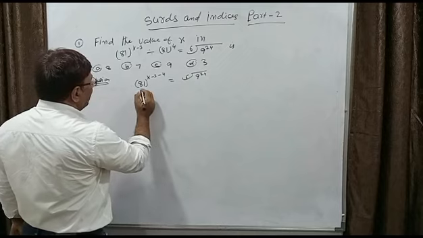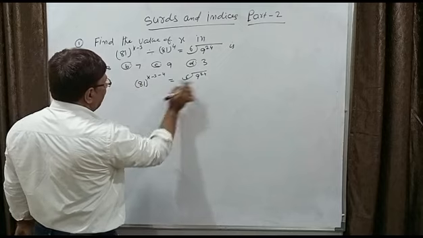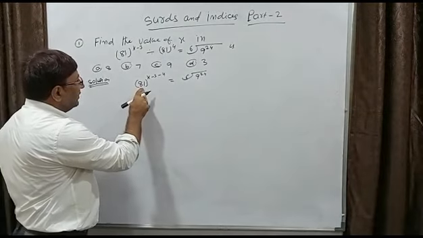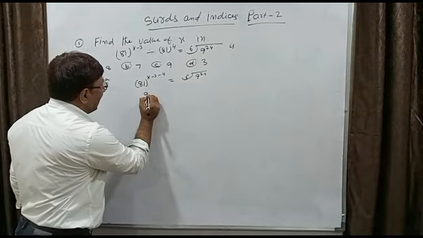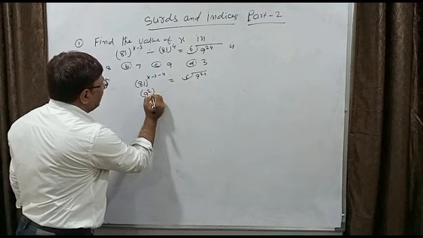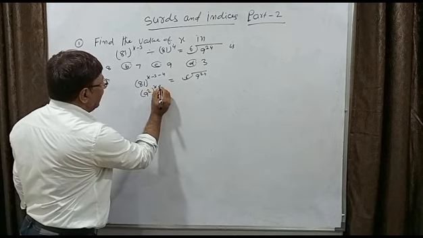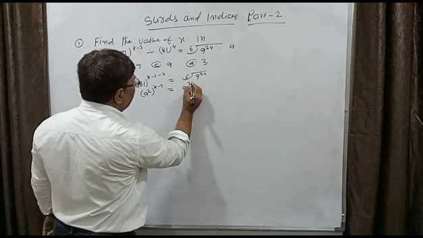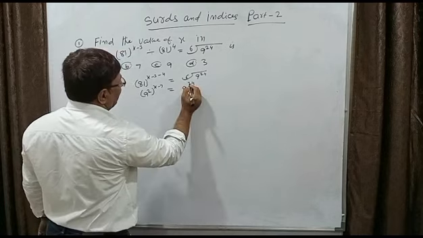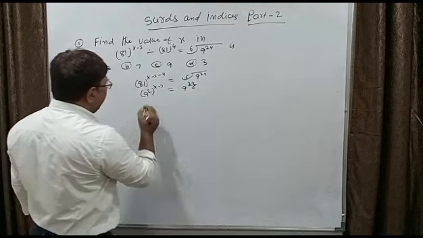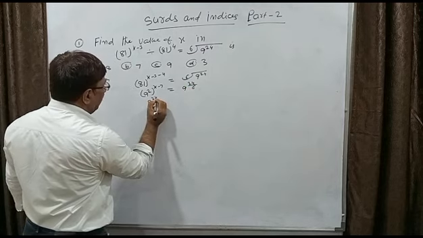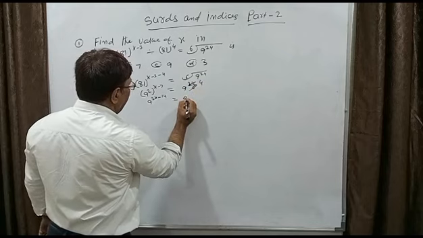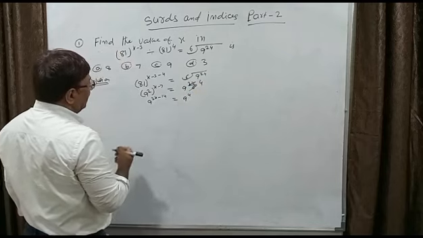So when we solve this, here 81 and here 9, so we can convert this to a base of 9. 81 is what? 9 squared. So we can write 9 squared to the power x minus 7, and this equals 9 to the power 24 by 6, divide. So we will get 9 to the power 2x minus 14, and this equals 9 to the power 4 only.